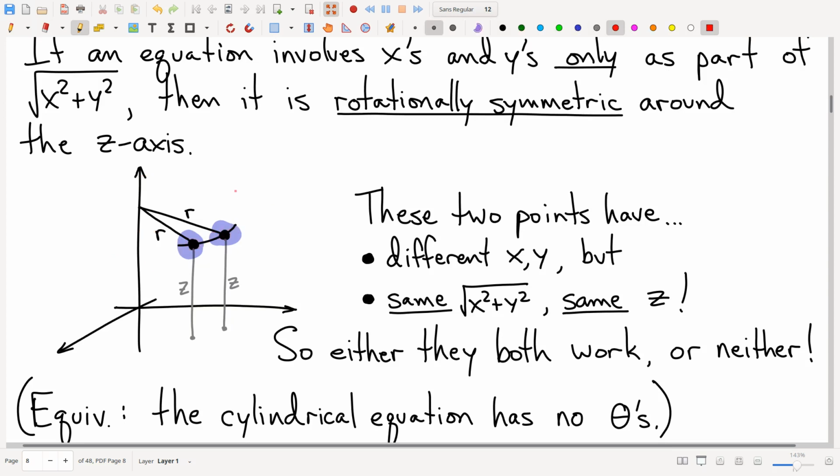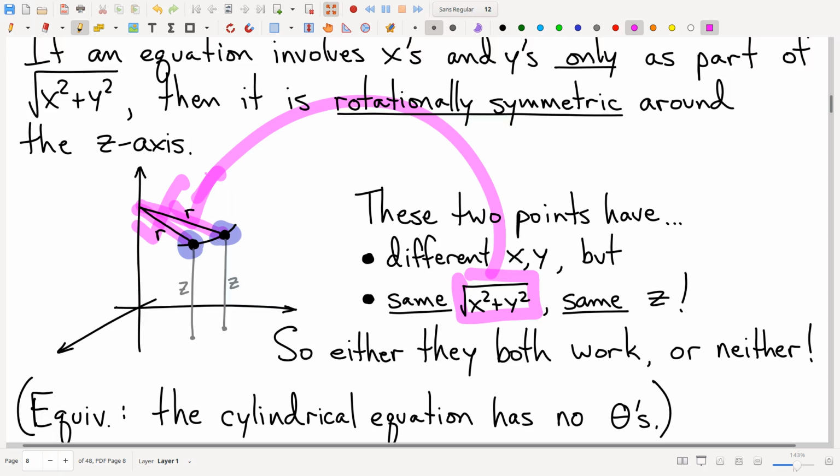Well, they're totally different points. They have different x coordinates. They have different y coordinates. But x and y don't really show up in the equation as they are. They only show up as part of this square root expression. And those 2 points have the same value of that square root expression, because that square root expression is this distance, and these 2 points have the same cylindrical coordinate r because they are rotations of each other.